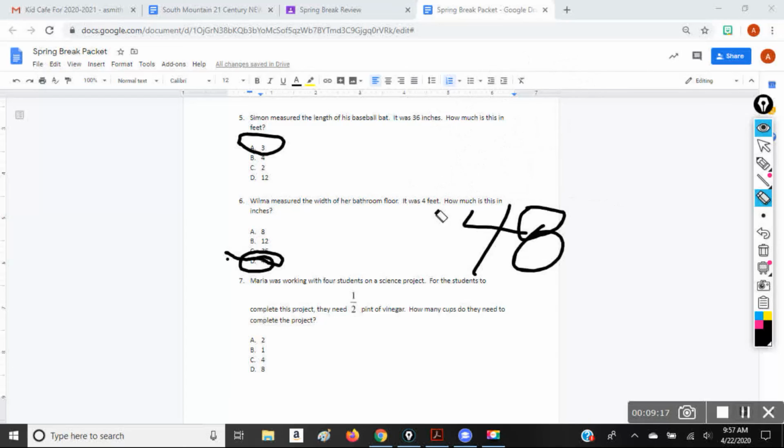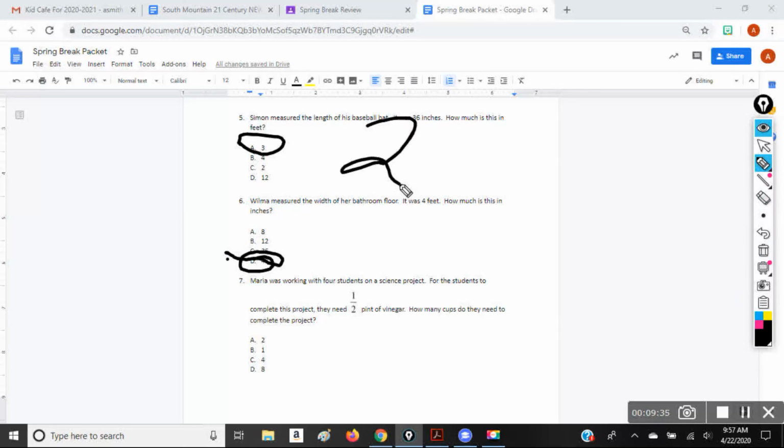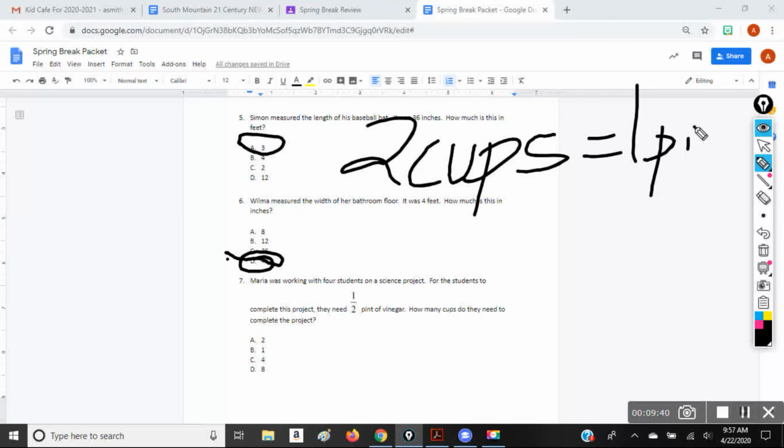And for number 7, Maria was working with 4 students on a science project. For the students to complete this project, they need half a pint of vinegar. How many cups do they need to complete the project? Well, there are 2 cups in every 1 pint. And if they have half of the pint, that means instead of 2 cups, well, what's half of 2? 1 is half of 2. So the answer is B.